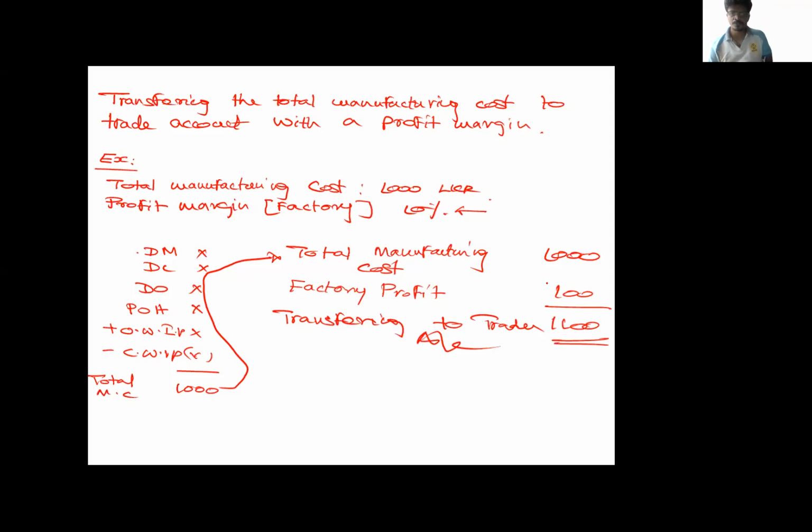Now what we should do for this 100? Then if we make a double entry for this 100, what happens? This has been debited to the manufacturing account. Then what should be the double entry? We take this.